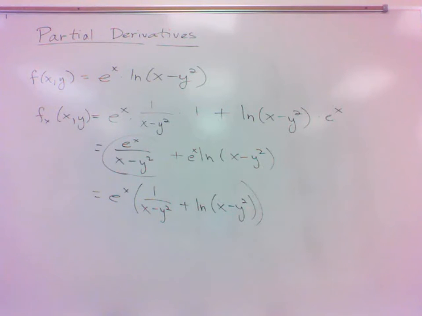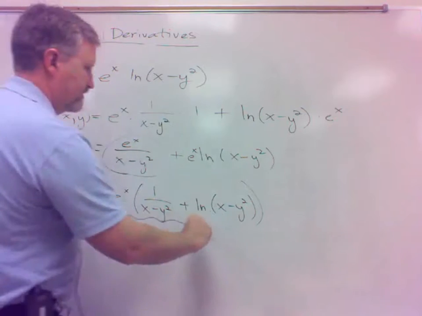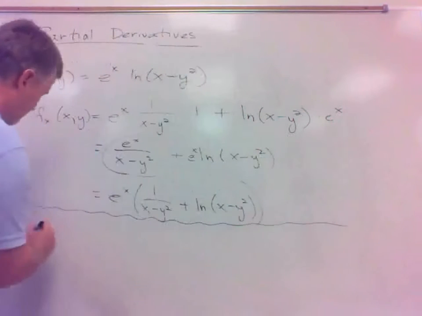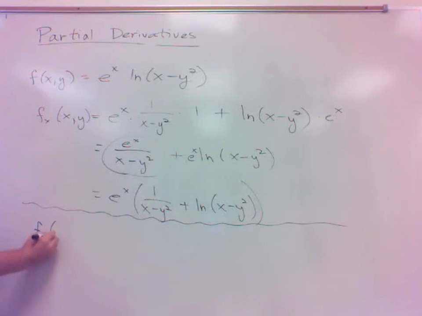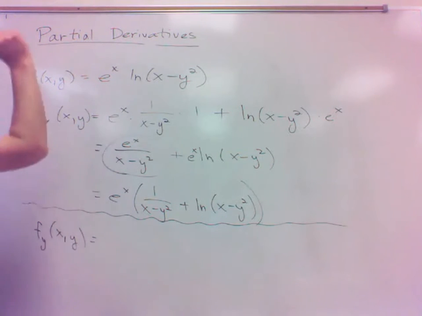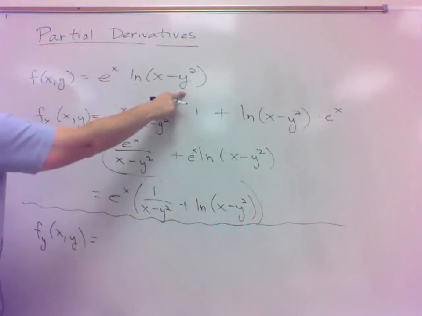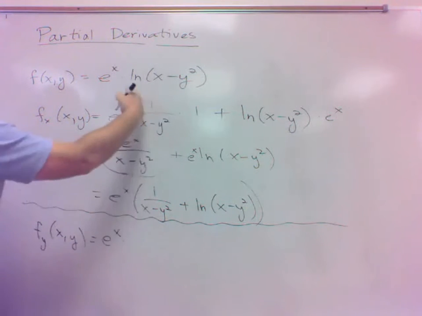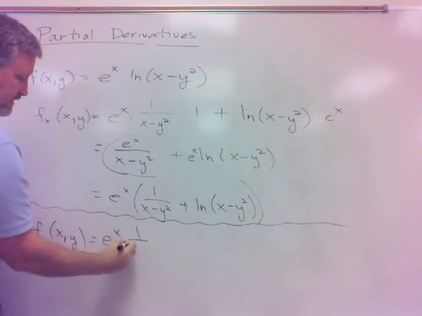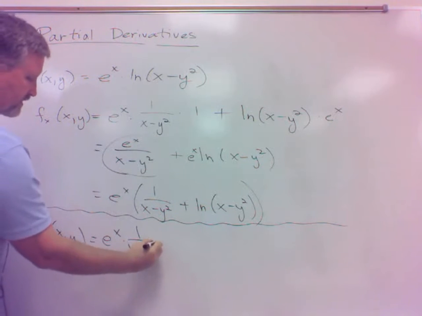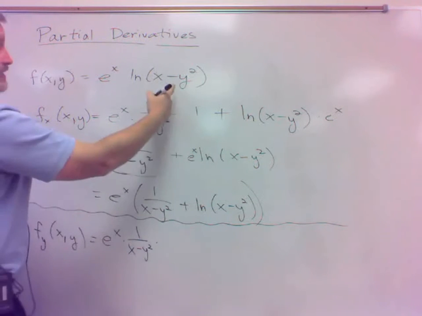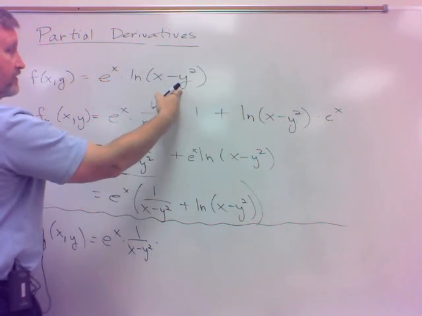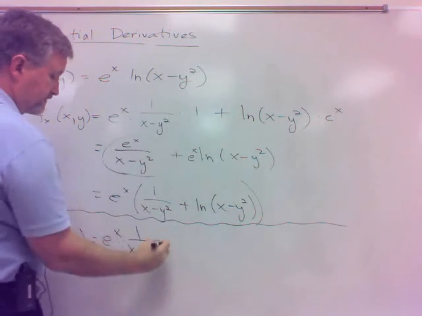All right. The partial with respect to y should be a little easier, shouldn't it? If we do the derivative with respect to y, that's the only y in there, so e to the x is a constant, so it just kind of comes along for the ride. Derivative of the ln would be 1 over, again, x minus y squared, but now, since I'm doing the derivative with respect to y, I've got to do that negative 2y.